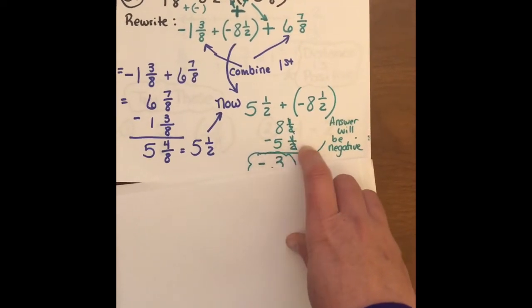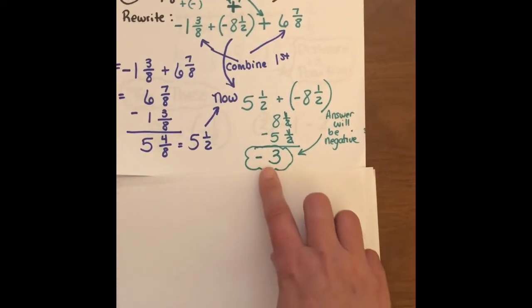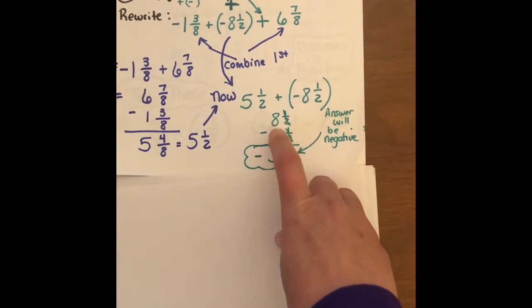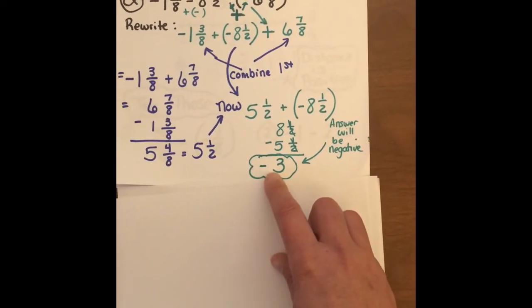So I have 8 1/2 minus 5 1/2. That's going to give me 3. My answer has to be negative because that 8 1/2 was larger, so it is a negative 3.